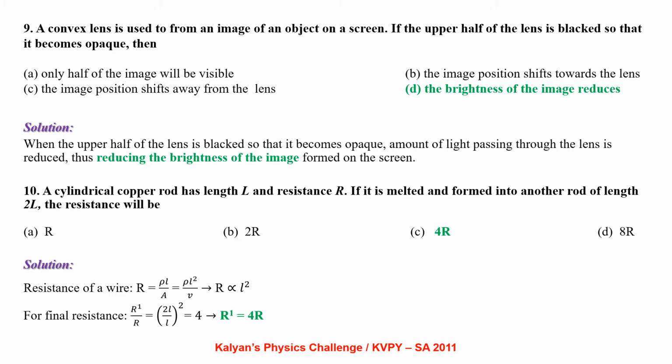A cylindrical copper rod has length L and resistance R. If it is melted and formed into another rod of length 2L, the resistance will be. Resistance of a wire R equal to rho L by A, that is rho L square by V, so R is proportional to L square. For final resistance, R dash by R equal to 2L by L whole square, that is R dash equal to 4R.